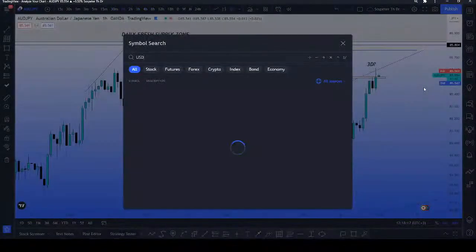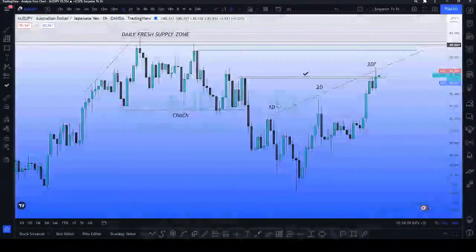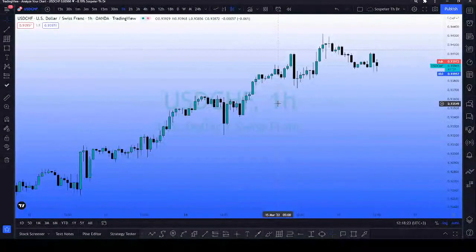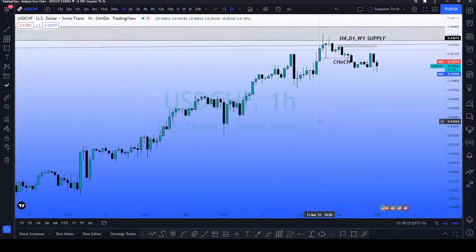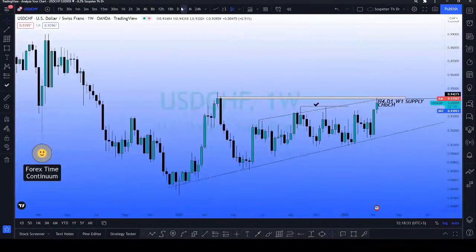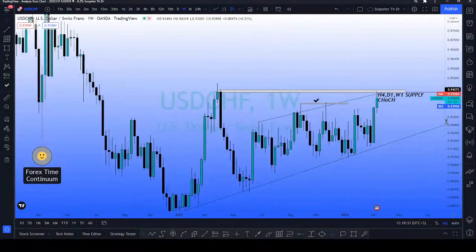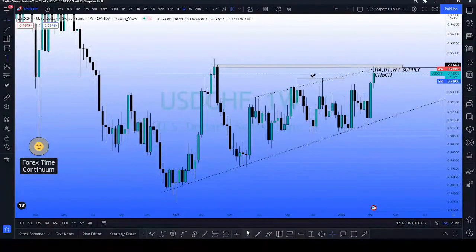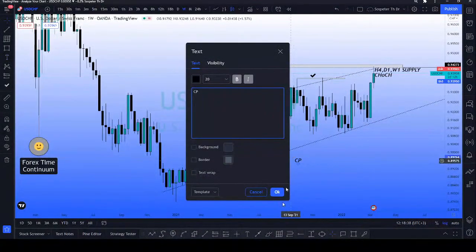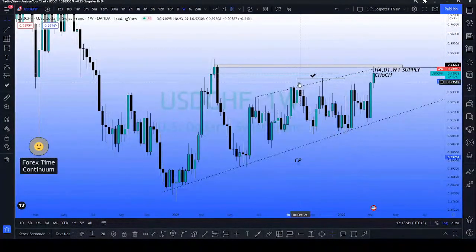So the next is USD CHF. On USD CHF, we will first look at the weekly. Let's just start with the weekly time frame. So on the weekly time frame, as you can see, we have this compression. Here's a key element. We have these equal highs being grabbed. We have this fresh weekly, daily, whatever supply. There is a supply here, a fresh one. So the price has already touched our zone.